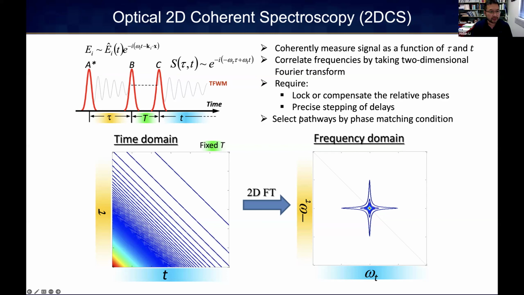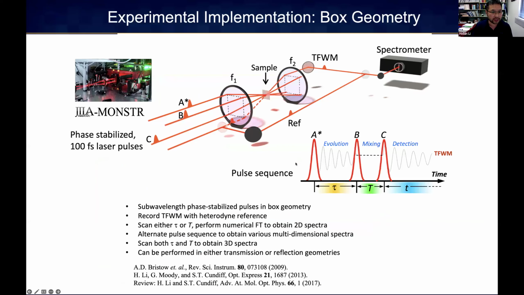So there are different implementations of this experiment. In our lab, we have two different ways. I'm not going into all of the details right here, just to show. The first implementation is in this box geometry, so that the nonlinear response of the sample comes out in a direction which is not in the direction of the excitation pulses. That actually is an advantage, because then you don't have the background noise from the excitation pulses.